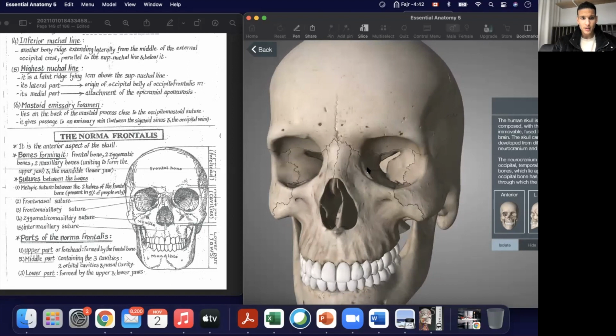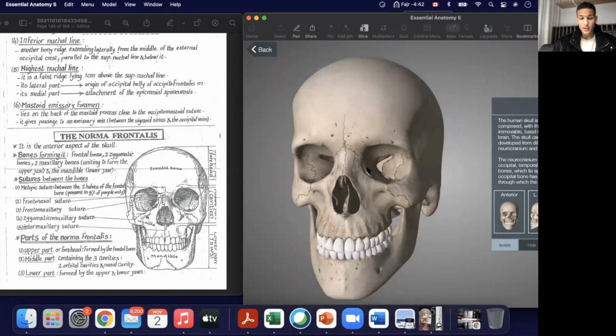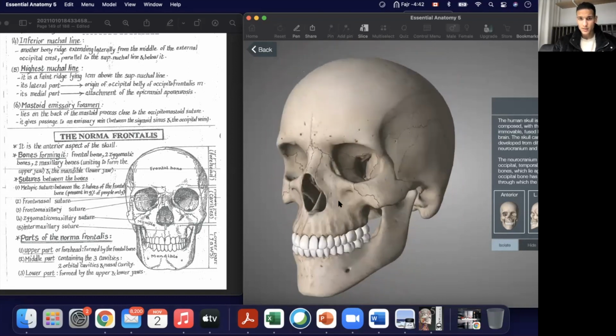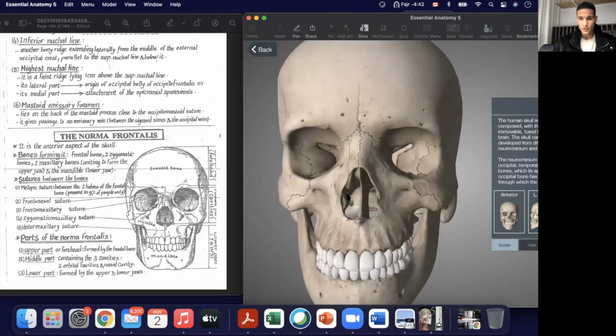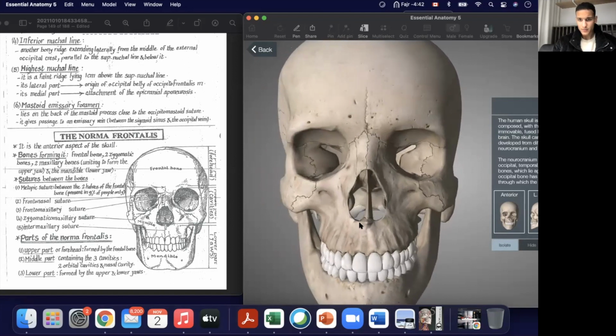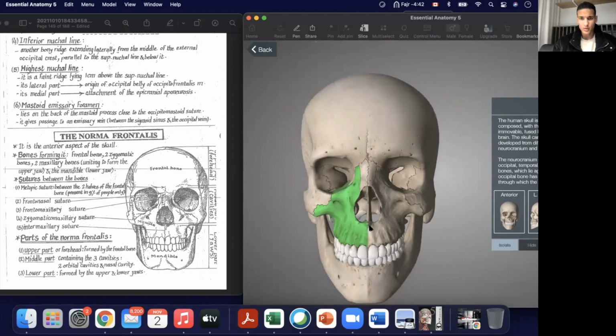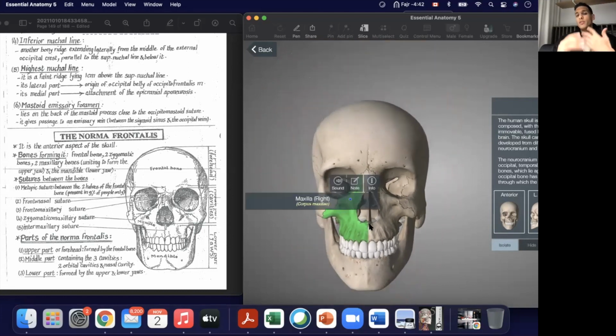The zygomaticomaxillary suture, maxillary bone, zygomatic bone, zygomaticomaxillary suture. Okay, the intermaxillary suture is found between the two maxillas here, 1 and 2, and that's the intermaxillary suture. Just for your information about sutures.